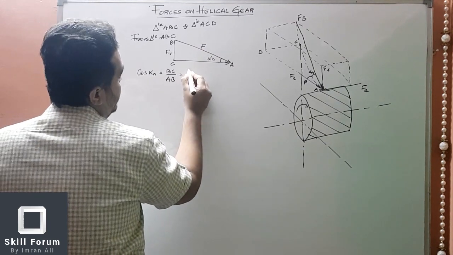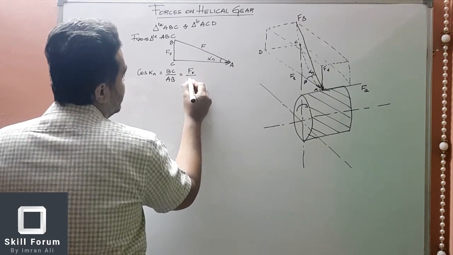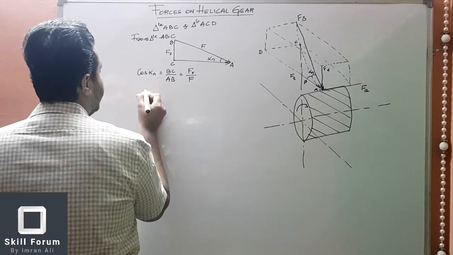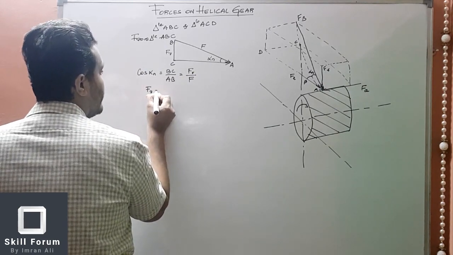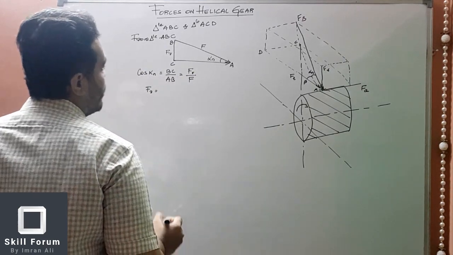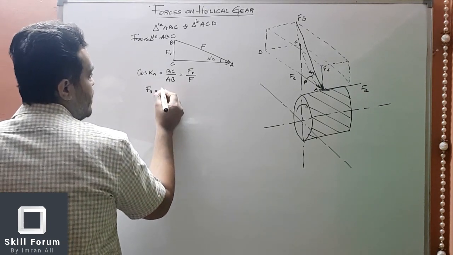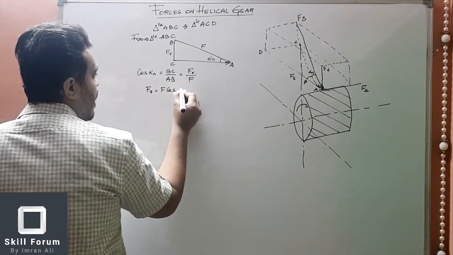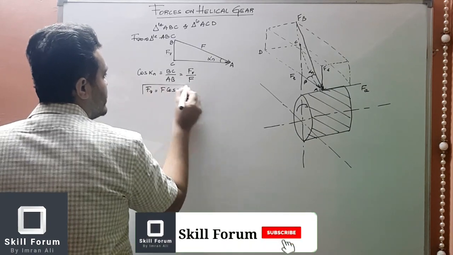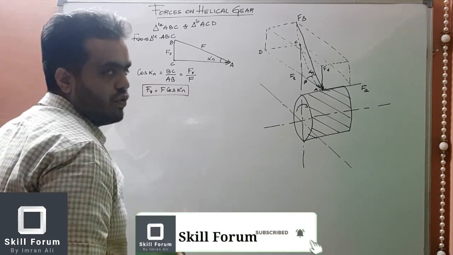So BC is nothing but FR and AB is nothing but F. So we will get an equation, FR is equal to, so what is FR? F cos alpha n, right? So this is the equation of radial force, right?